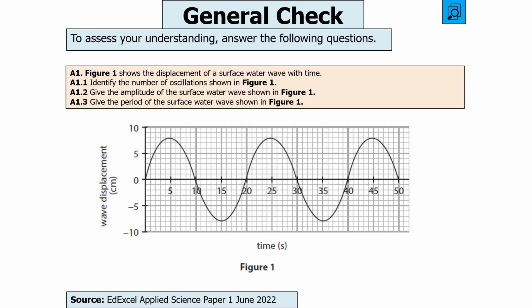Now our next question shows figure 1, which has a displacement of a surface water wave with time. Firstly, identify the number of oscillations shown in figure 1, then give the amplitude of the surface water wave shown in figure 1, and then give the period of the surface water wave shown in figure 1. So pause the video now, then unpause the video when you want to go through your answer.